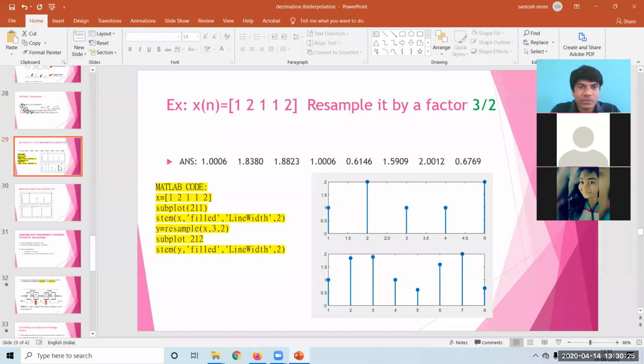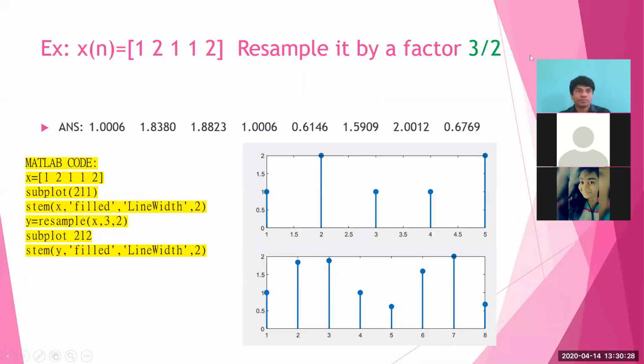Now let's look at this particular example. Here I have this sequence, x of n equals 1 2 1 1 2, and I want to resample it by a factor of 3 by 2. But so far, whatever sampling rate conversion process we have discussed only takes integer values. If you want to decimate something by a factor of D, it has to be an integer. If you want to interpolate something by a factor of I, it has to be an integer.